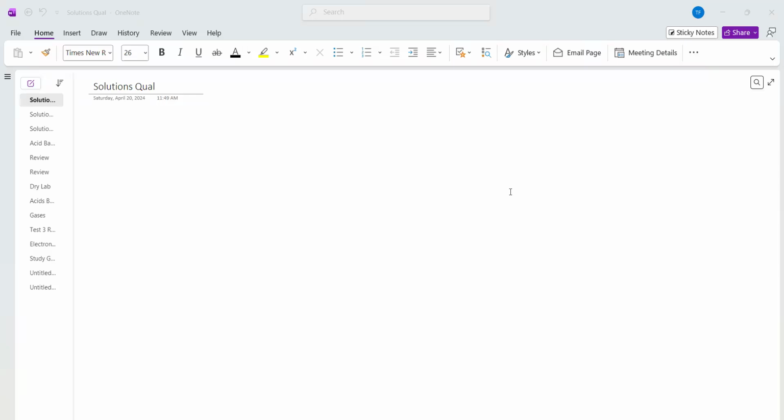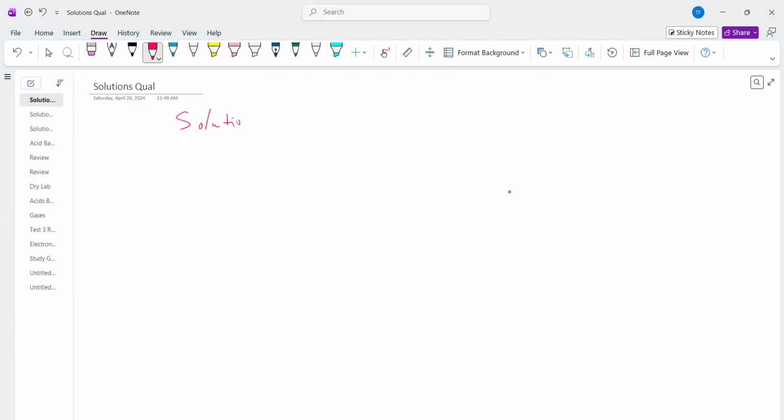Okay, so all solutions have two parts. They have solute and solvent. You can have multiple solutes, but only one solvent. Now, all the stuff I just mentioned a little while ago, the air we're breathing, gold, a piece of jewelry, sugar and water, all of them have at least two parts, and they're homogeneous.